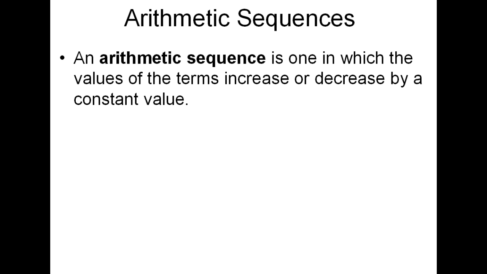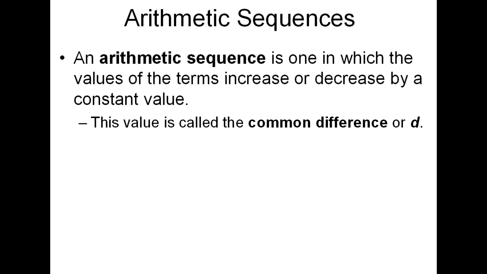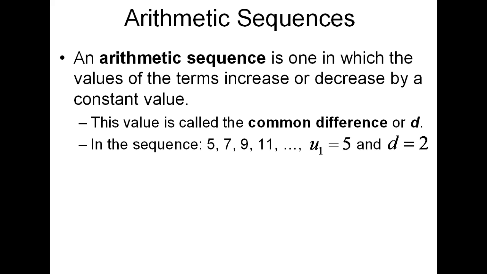An arithmetic sequence is one in which the values of the terms increase or decrease by a constant value. That means I'm adding or subtracting the same thing each time. So what I do is look for the difference in the terms, and that value is called the common difference, and we abbreviate it as D. In the sequence 5, 7, 9, 11, U sub 1 is 5, and D is equal to 2.